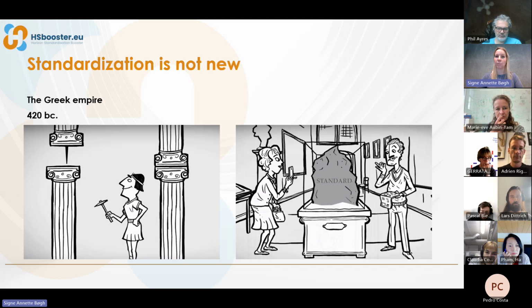But of course, like people do today, many of the people building these little pins and pillars, they cheated. They wanted to make it in the most cheap way possible. So they made it of the wrong material. And then it didn't work.